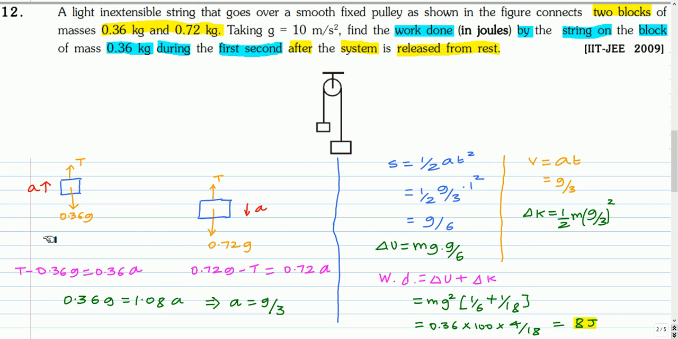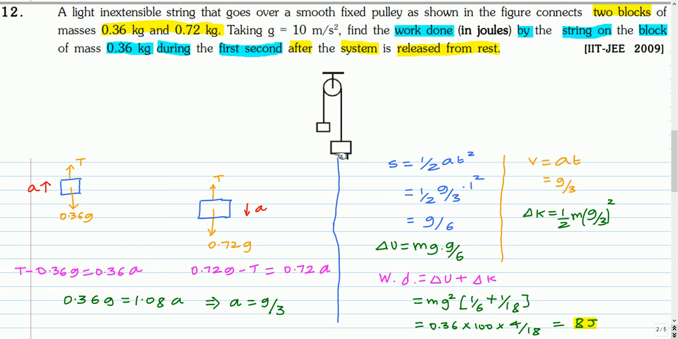Drawing the free body diagram of 0.36 kg and 0.72 kg, the forces acting are the tension and the weight, and the 0.36 kg is moving up with an acceleration a, and 0.72 kg is moving down with an acceleration a. Writing the force equation, we get T minus 0.36 g is the net upward force, that will be equal to mass into acceleration. Similarly for this one, the net downward force is 0.72 g minus the tension, equal to mass into acceleration. If you add these two, the tension will cancel and we get the acceleration as g by 3.